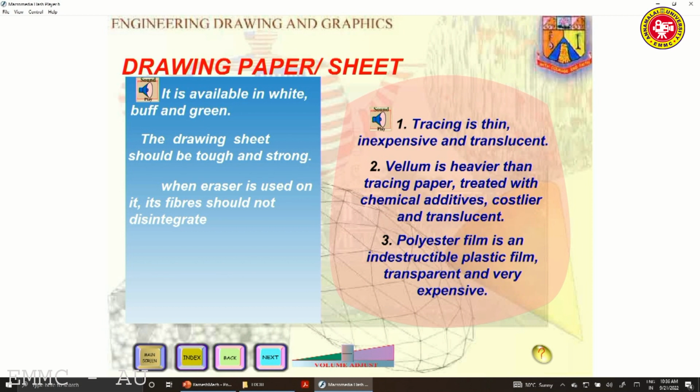When an eraser is used on it, its fibers should not disintegrate, because while we are drawing, whenever we do something wrong, we use the eraser on that part, and the fibers of the paper should not disintegrate. That is the reason.